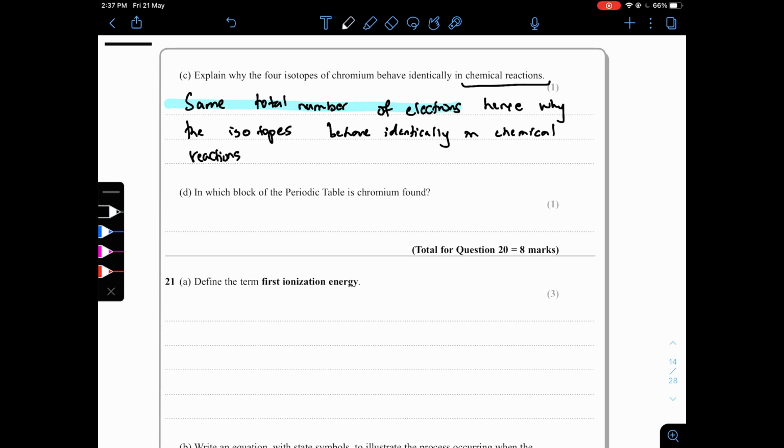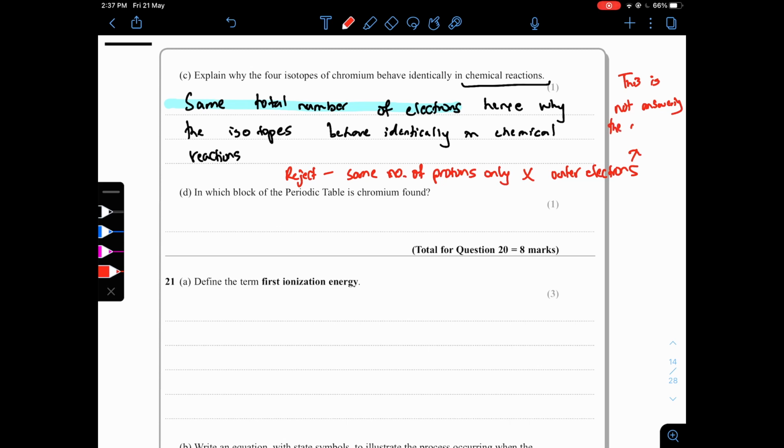Now, what they do reject is this. If you talk about same number of protons on its own and you don't talk about electrons, you will get no mark. And if you were to talk about same number of outer electrons, you'll also get no mark, because outer electrons is referring to the group itself, right? So this is not answering the question.